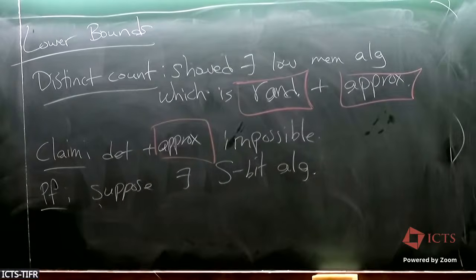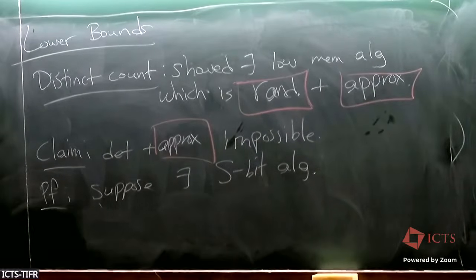How about randomized plus exact? I'll let you think about that. It's a very similar argument to deterministic plus approximate, actually. But that's an exercise for you. You're going to use the same kind of exponentially large collection with small intersections. You can think about how to make that work.